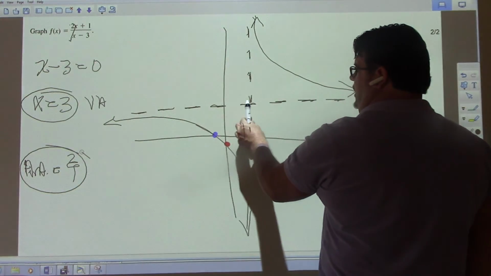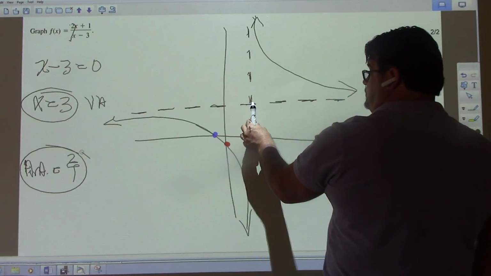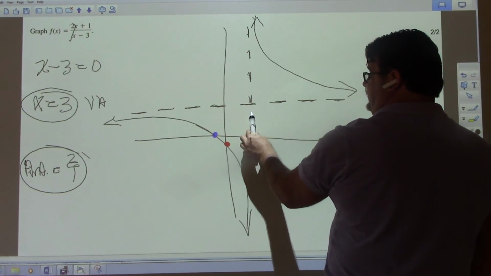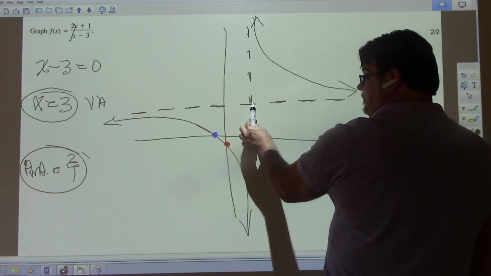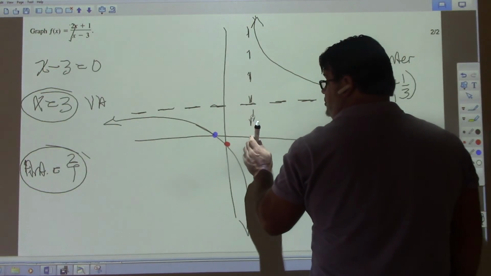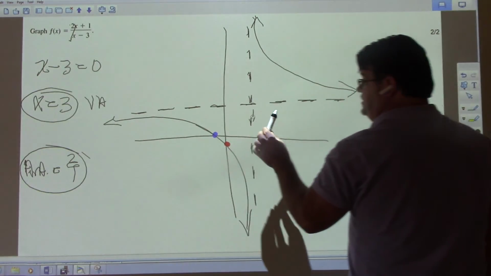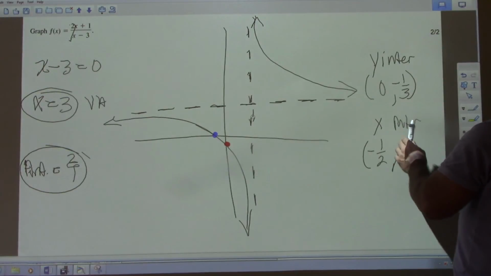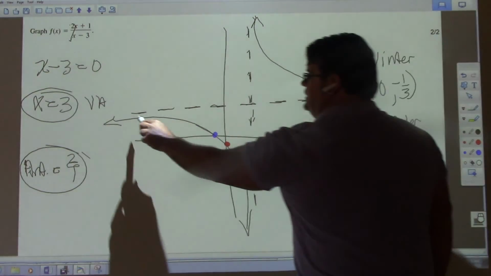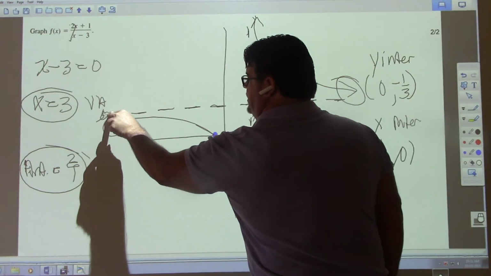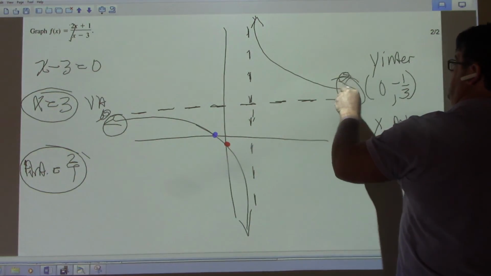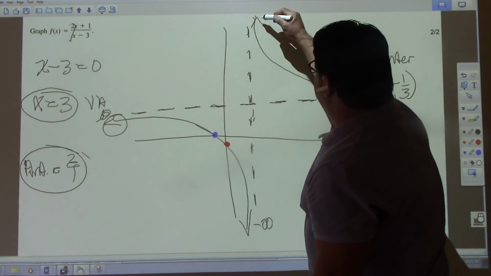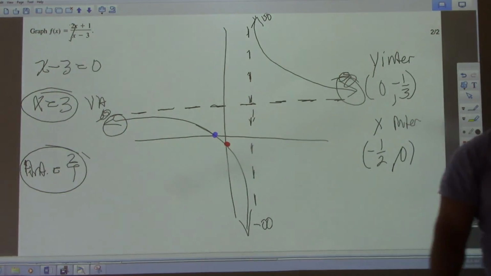All right, now, what about the domain? Negative infinity to what? That's not rhetorical. I'm holding my pen here for a reason. To what? 3. Inclusive of 3? No. Parentheses. And then parentheses 3 to what? Infinity. Because of this guy and this guy. This is negative infinity, and this is positive infinity. This is negative infinity in relation to the range. This is positive infinity in relation to the range.